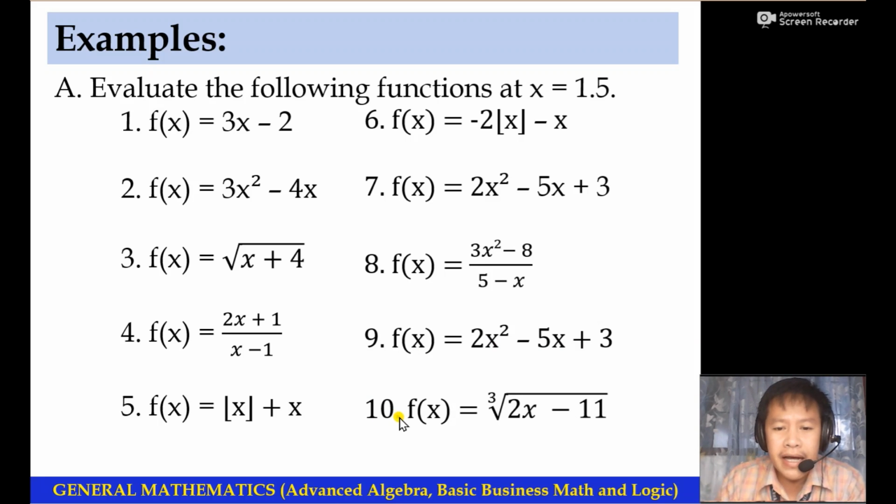And number 10 is f of x is equal to, okay, we have the cube root of 2x minus 11. And this is a radical function. This is also a radical function, but specifically, this is a square root function. This is a radical function, specifically cube root function.